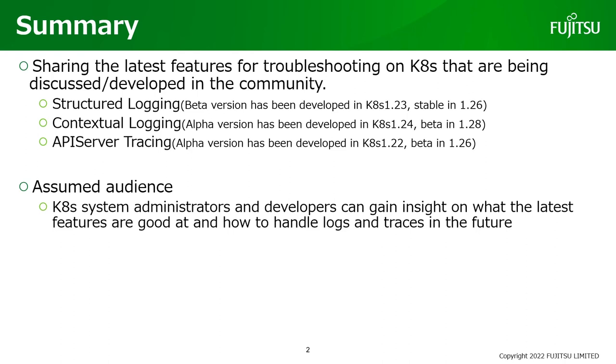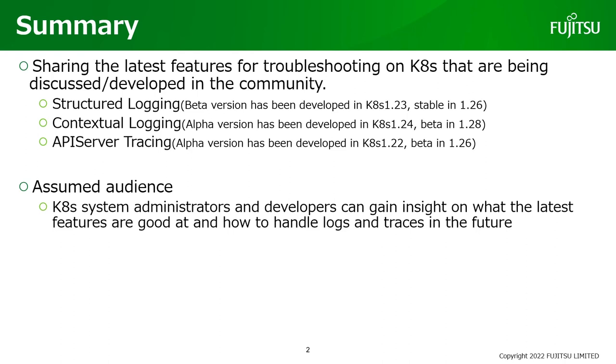The key idea is that the library is passed a logger instance by the caller and uses it for logging instead of accessing the global logger. The third is a function called distributed tracing. This is a feature to enable distributed tracing across Kubernetes. Both logging features can improve existing log formats and facilitate log analysis, aggregation, and development, debugging, and troubleshooting.